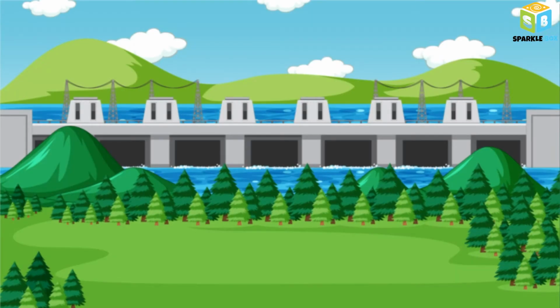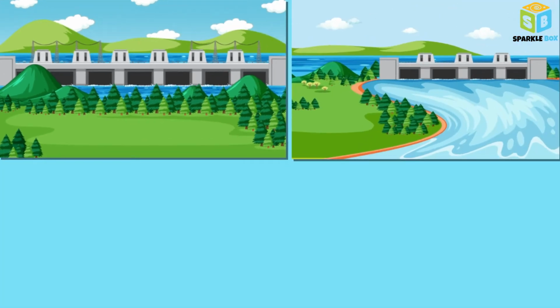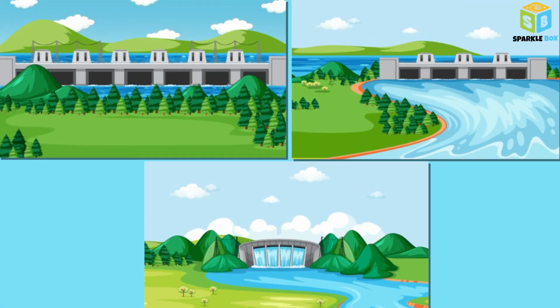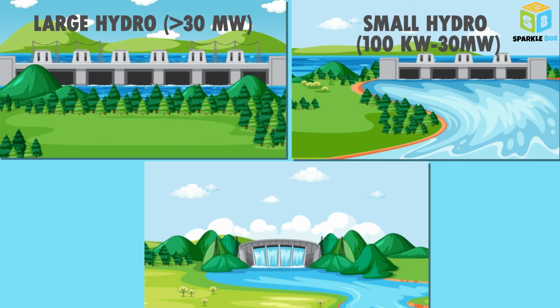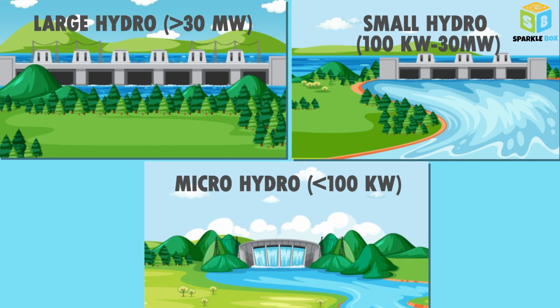There are various sizes of hydro plants that generate electricity. They are large hydro plants, small hydro plants, and micro hydro plants. Large hydro plants generate electricity of more than 30 megawatts. Small hydro plants generate electricity of 100 kilowatts to 30 megawatts. And micro hydro generates electricity of less than 100 kilowatts.